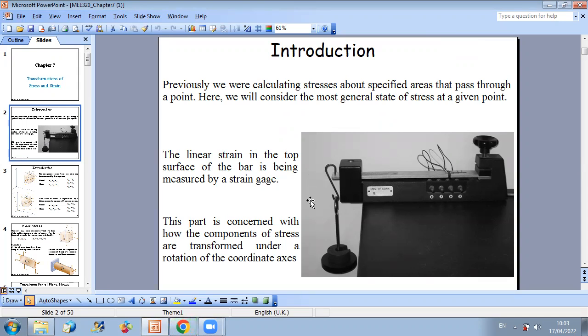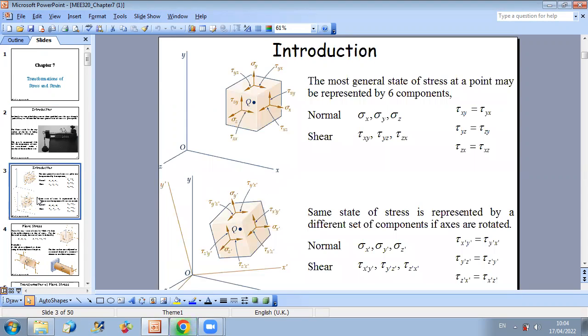You can see in this figure, for example, a system that is able to measure linear strain by a strain gauge. In this course, we will see how the components of stress are transformed under a rotation of coordinate axes. We have already seen that the most general state of stress at a point may be represented by 6 components.